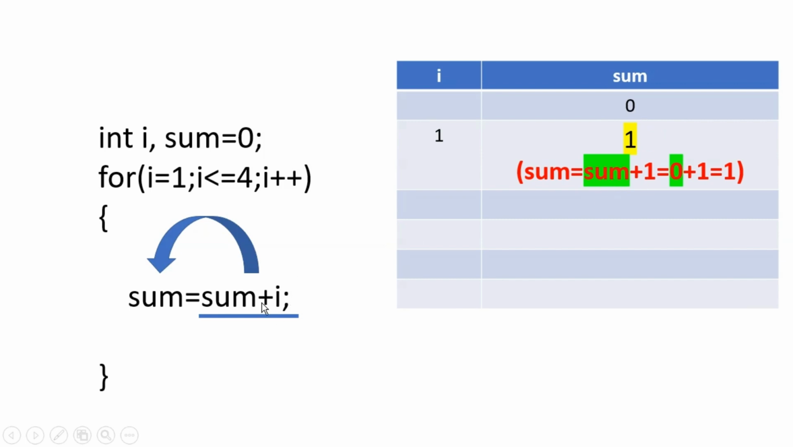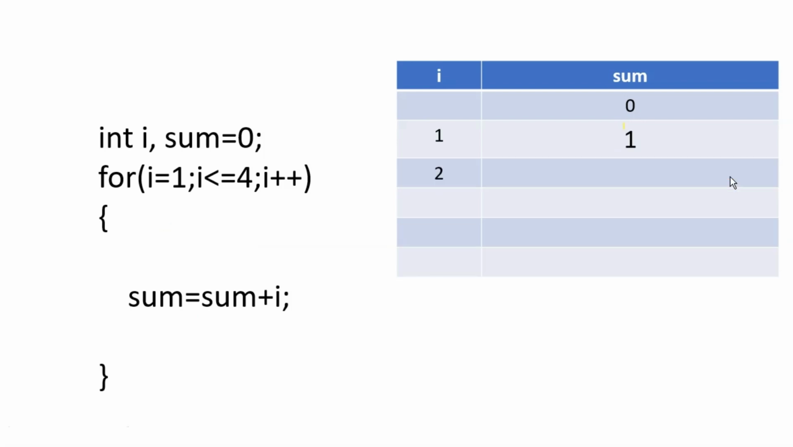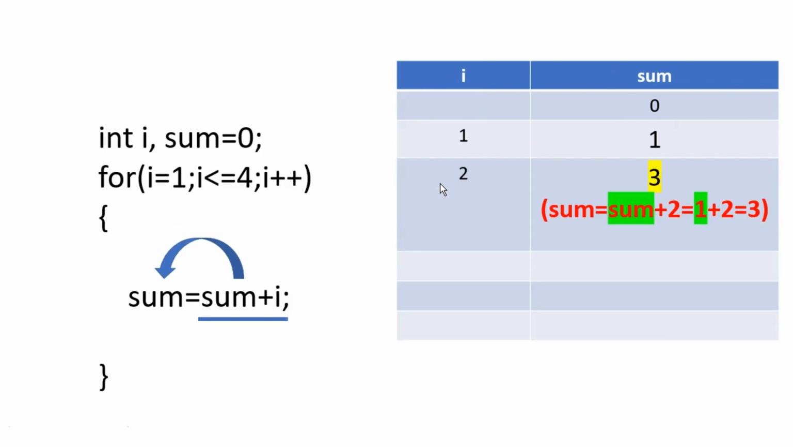How did it occur? sum, that is 0, plus i. What is i? It is 1. So 0 plus 1 will be 1. So this container will have one value. Next, the loop will go and the value of i will become 2. Again this statement will execute, sum + i. But what is the new sum now? What is the container holding? 1. So 1 plus 2 will be added and the sum will be updated.